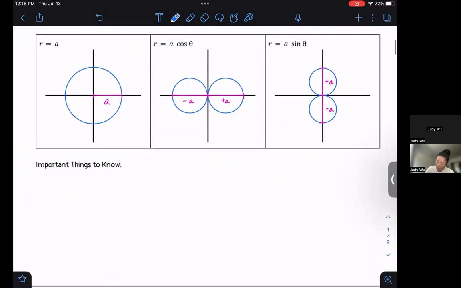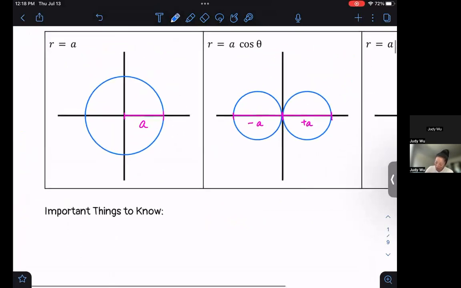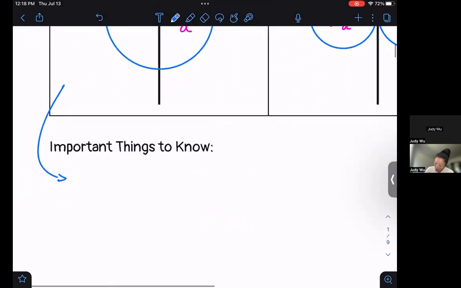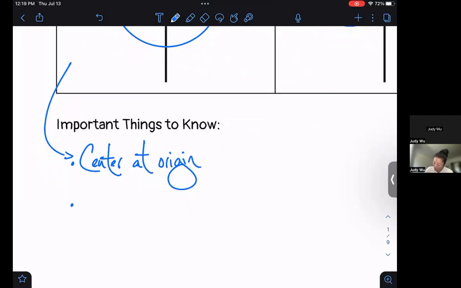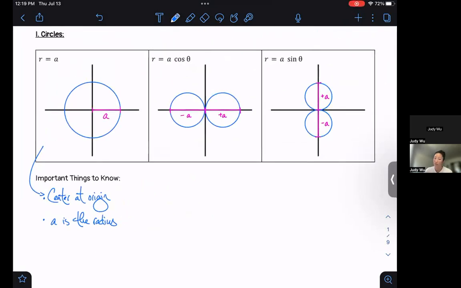But let's write down some notes for ourselves, okay? So I might say for r equals a, that we have the center at the origin. Okay, that's probably one important thing. And also a is the radius. Okay, so we have a circle, center at the origin, and a is the radius.